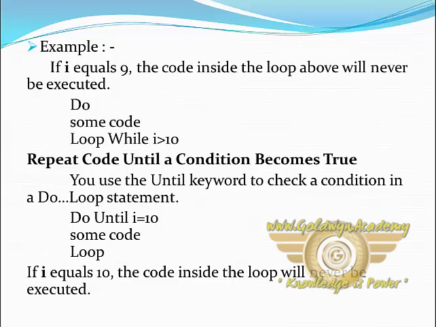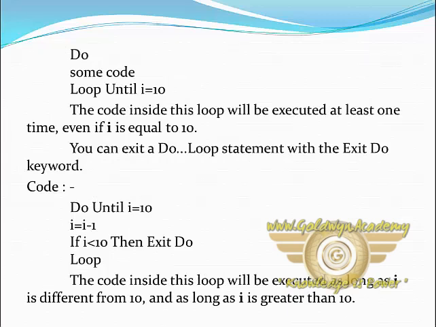You use the Until keyword to check a condition in a Do Loop statement. Do Until I = 10, some code, Loop. If I equals 10, the code inside the loop will never be executed. Do, some code, Loop Until I = 10. The code inside this loop will be executed at least one time even if I is equal to 10.